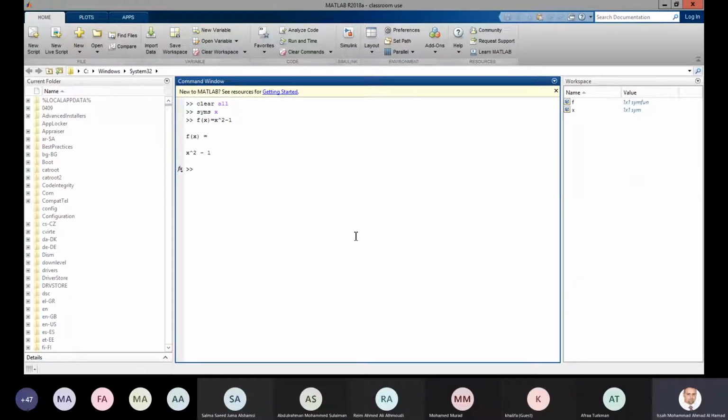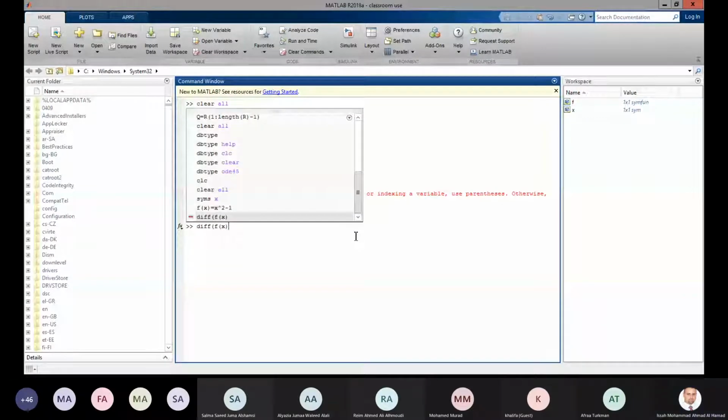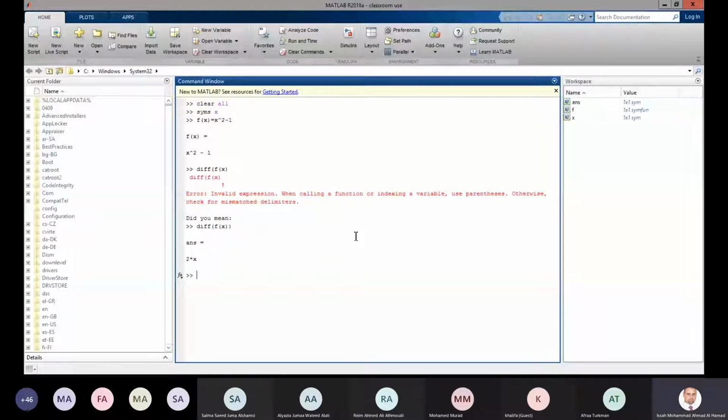Okay, so now even though MATLAB sees that x does not have an exact value, for example 4 or 1, it knows that x is a symbolic variable. Now you can say, for example, diff(f(x)). So this will give you the first derivative of the function x^2 - 1.